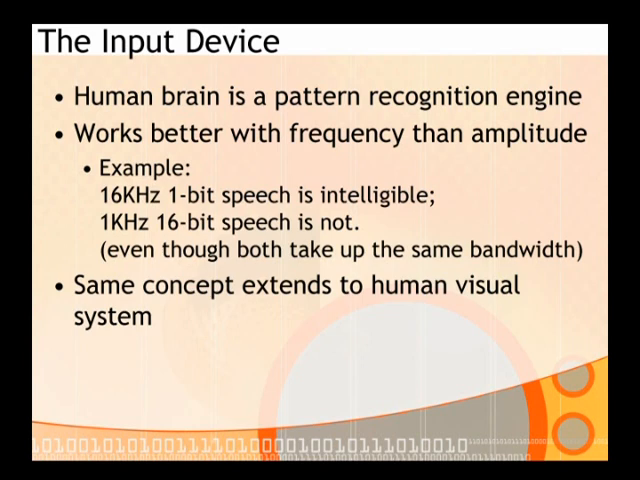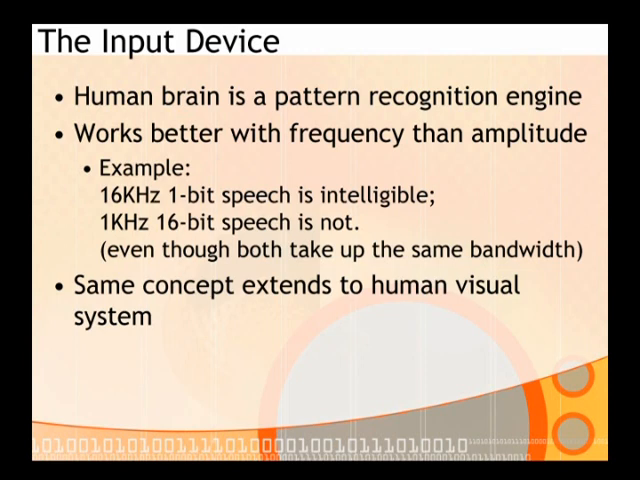The samples don't have to be very good, but the more you feed them, the more it has enough information to lock onto a pattern. For example, you can take a sound clip of someone talking, and turn it into a 16 kilohertz 1-bit sample and a 1 kilohertz 16-bit sample. Both will take up the exact same amount of space, the same bandwidth, except that the 16 kilohertz sample, while incredibly scratchy because it's only 1 bit, you'll be able to understand.